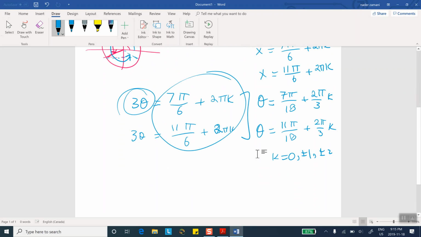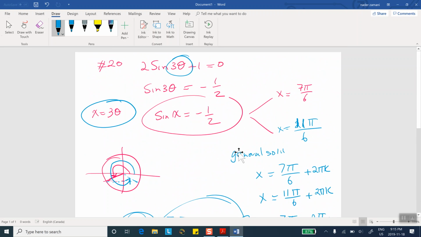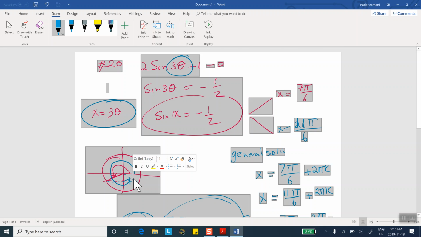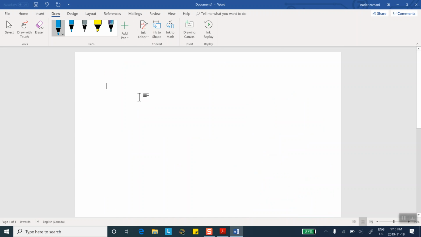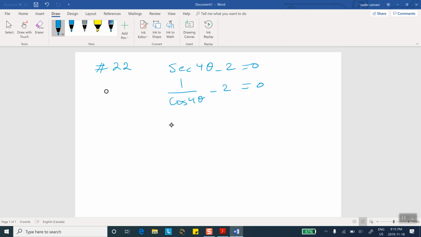Let's try another one. Number 22. The problem is secant of 4 theta minus 2 equal to 0. That means 1 over cosine of 4 theta minus 2 equal to 0. That means cosine of 4 theta is equal to 1/2.